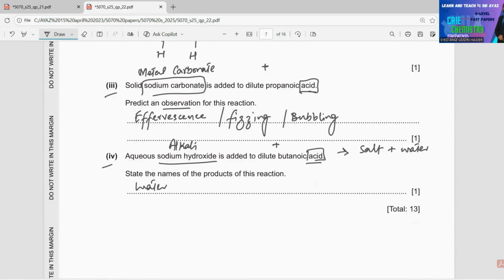For the salt, you will get a metal alkanoate, and we'll be getting alkanoate from butanoic, so it must be butanoate. The metal is sodium, so you'll be getting sodium butanoate. This will be the salt produced beside water.